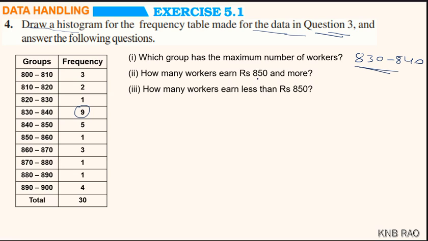Next, how many workers earn 850 and above? 850 and above, this group: 1 plus 3 plus 1 plus 1 plus 4. So put together it is 10 members. So 10. How many workers earn less than 850? 850 below that. So 3 plus 2 plus 1 plus 9 plus 5. So put together it is 20. So 20 members earn less than 850.